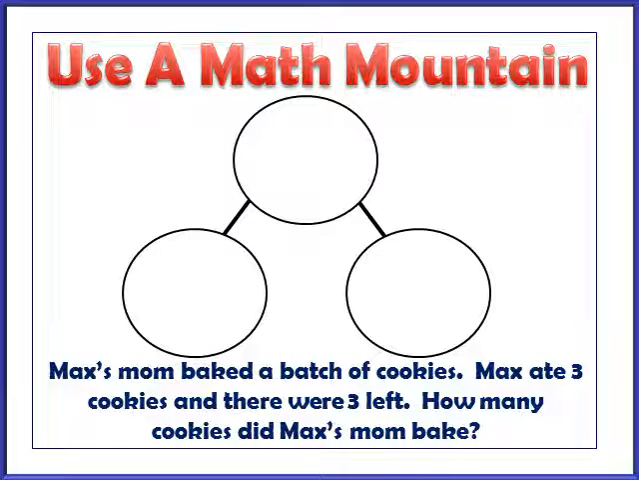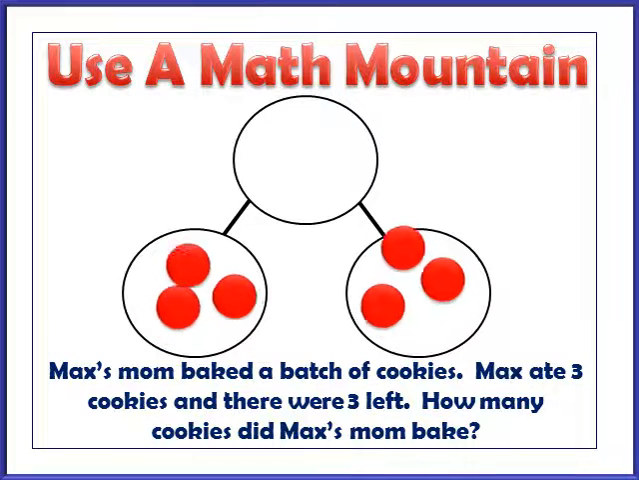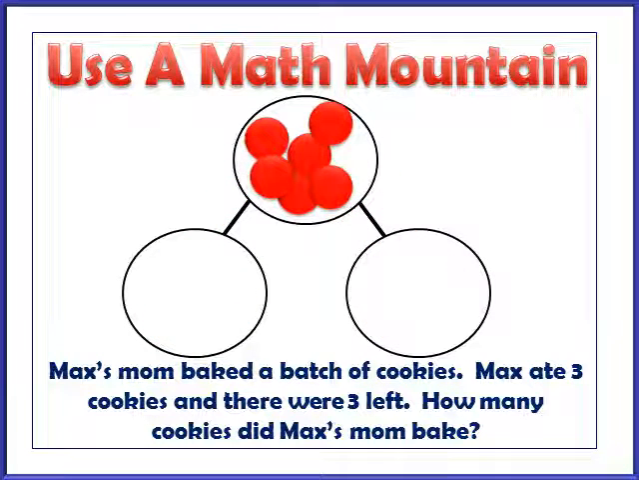Here's another example, a math mountain. Max's mom baked a batch of cookies. Max ate 3 cookies and there were 3 left. How many cookies did Max's mom bake? Again, the students are using the double-sided counters like they did in the previous problem, but here they're looking at the part, and then they're moving it together to find the whole amount. So we're looking at the math mountain as a part, whole type of tool.